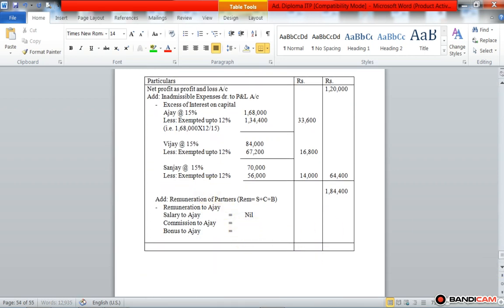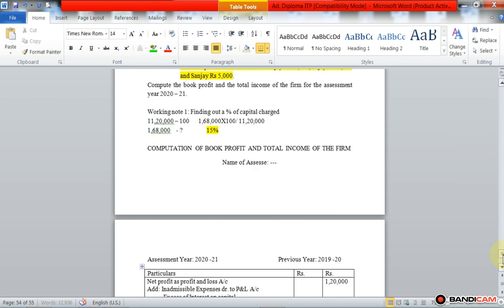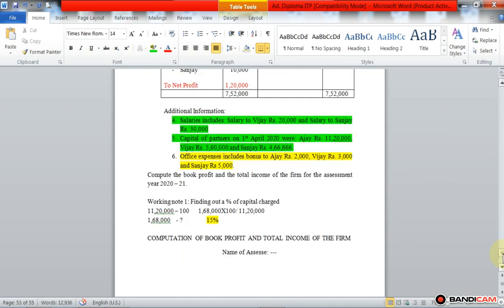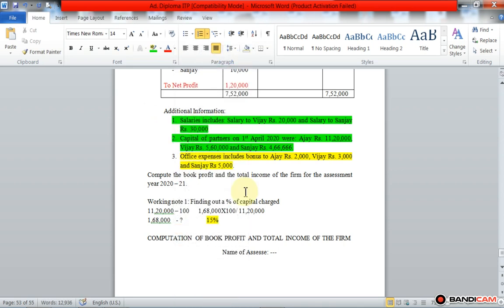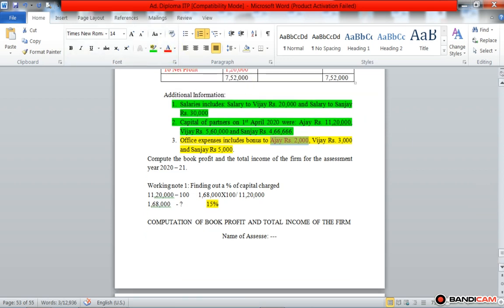So commission 30,000 plus bonus. Bonus is given to three partners, so see the adjustment number last. Office expenses include bonus to Ajay of rupees 2,000. So add this 2,000 in the remuneration of Ajay.